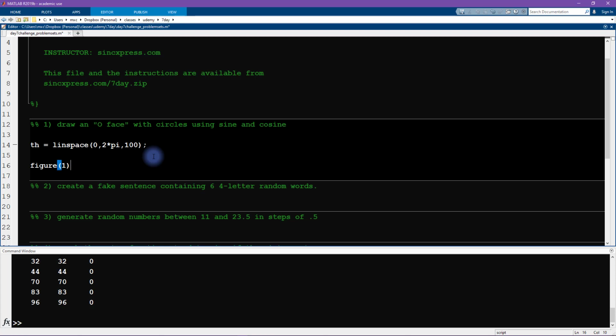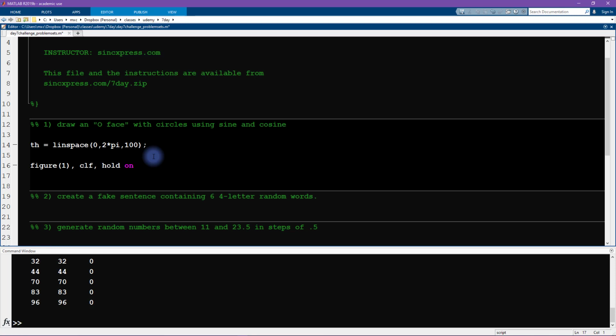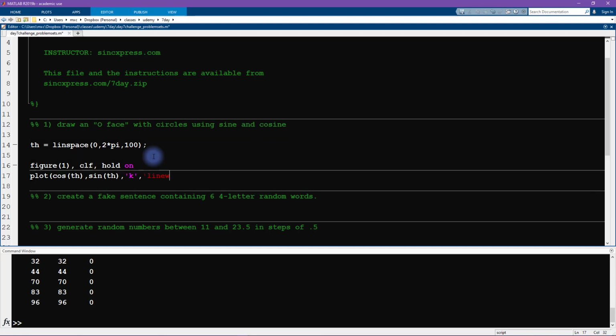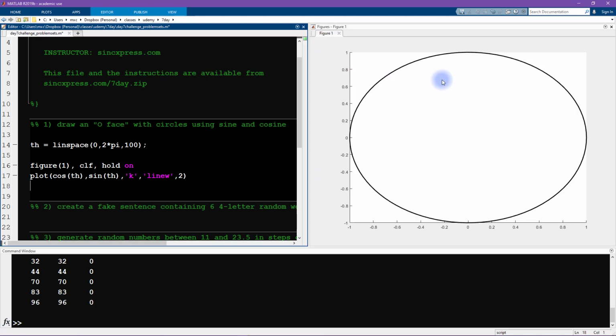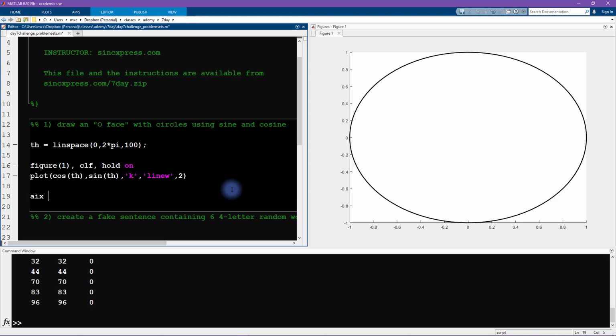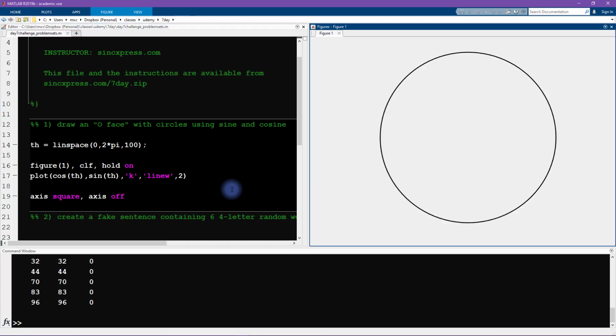All right, so I'm going to start this on figure 1, and we start by plotting the cosine of theta by the sine of theta. And let's make this a black line that's a little bit thick. All right, so far looking good. It actually looks a little bit more like an oval than a circle, but that's because the axes are not equal. The axes are rectangular. So I'm going to write axis square and then also turn off the axis. Okay, so now we get a nice looking circle.